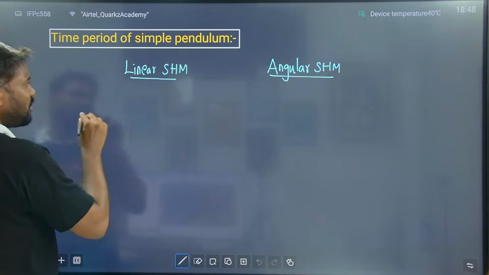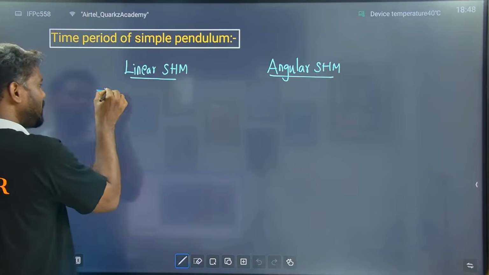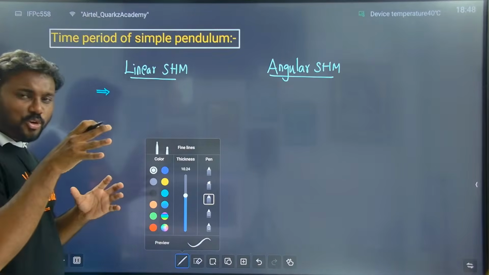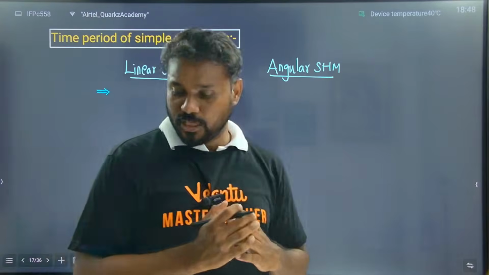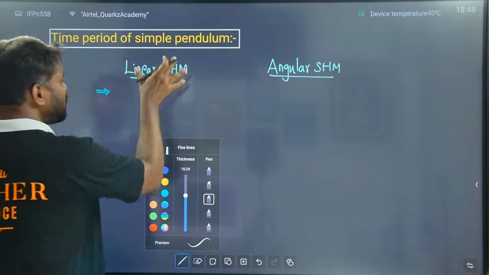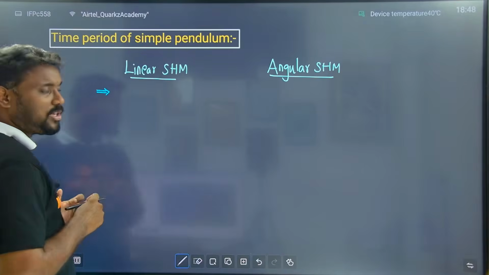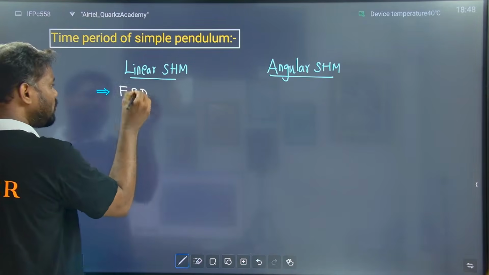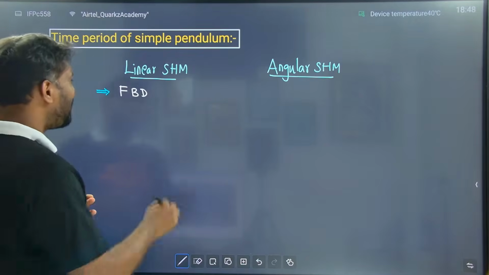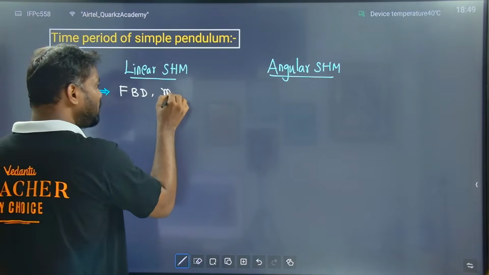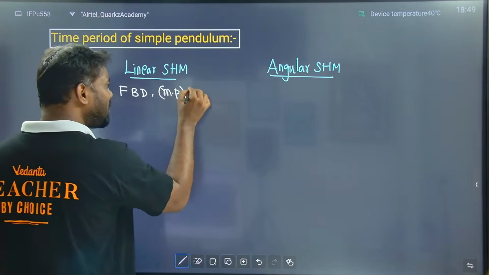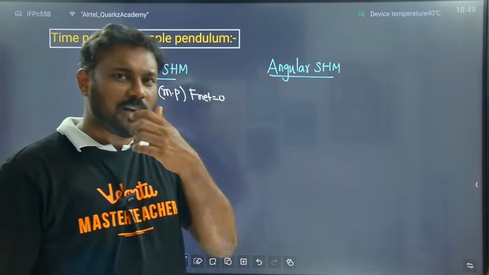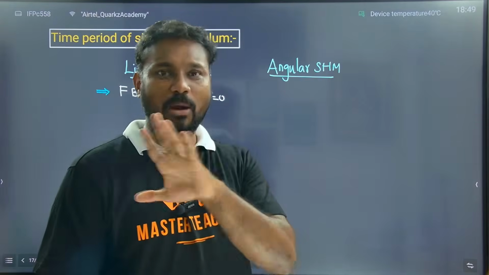So for linear simple harmonic motion, understand this first: how can we calculate the time period of simple harmonic motion? This is the question they ask the most. Take a linear harmonic oscillator. First you have to draw the free body diagram at the mean position. At the mean position, what is the net force on the system? It will be 0. When it is 0, you start the free body diagram.